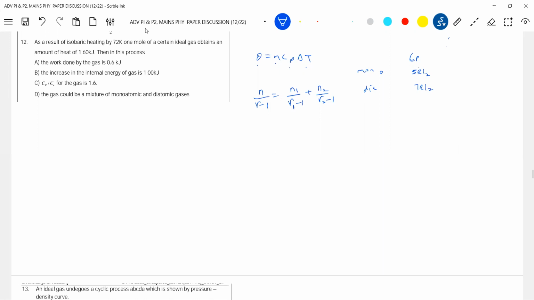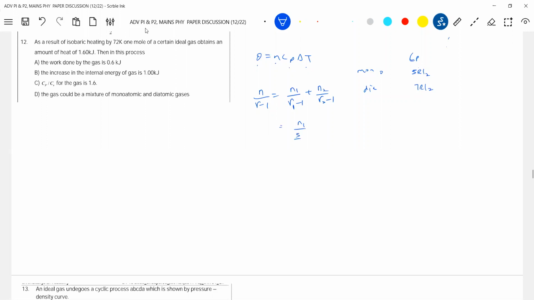I think we have to cross verify. We don't have any direct thing. We have to just cross verify. Gas could be a mixture of monoatomic and diatomic. Not possible, sir. Actually, after solving, I'm getting negative. N1, N2, some values of N1, N2 you have to assume. Gamma 1, let's assume gamma 1 will be 5R/3.